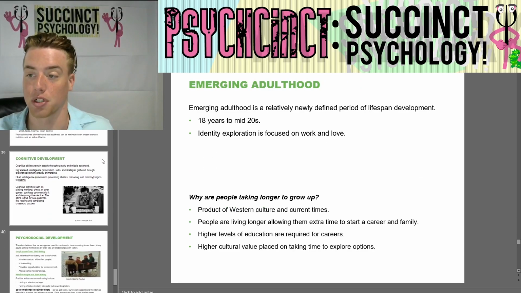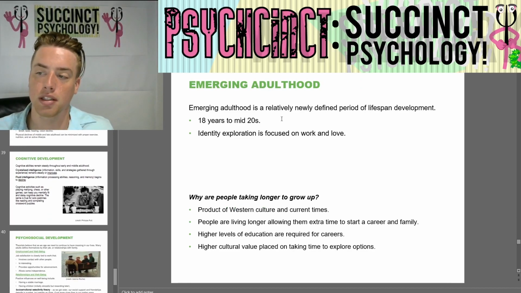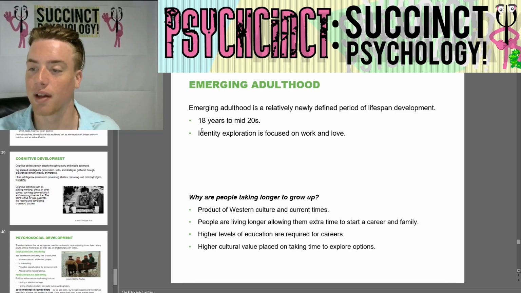Up next, we have emerging adulthood, a relatively newly defined period of lifespan development that is 18 years to mid-20s. So I guess I'm in emerging adulthood right now. And identity exploration is focused on work and love.